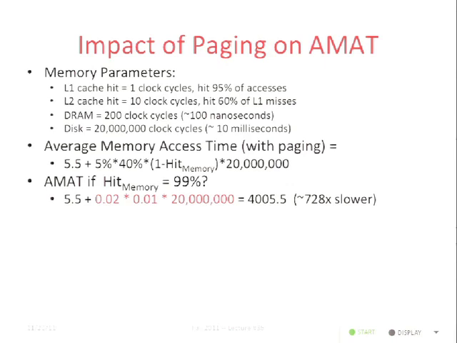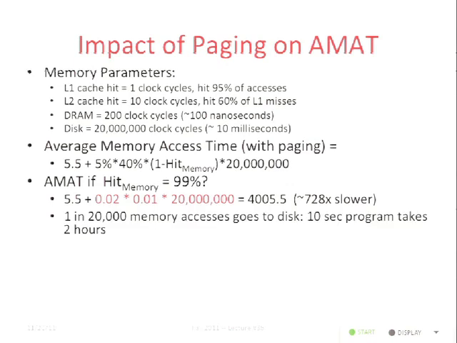Okay, this is why you don't want to get too many page faults. So if you think about it, if you had a program that took 10 seconds, and let's say it was all memory bound, right? Let's say it was just doing memory accesses. If that took 10 seconds with everything fitting in memory, it would take 2 hours with a 1% miss rate in your physical memory. Okay, so that's really bad. All right, so you want to make sure you can get a decent hit rate.